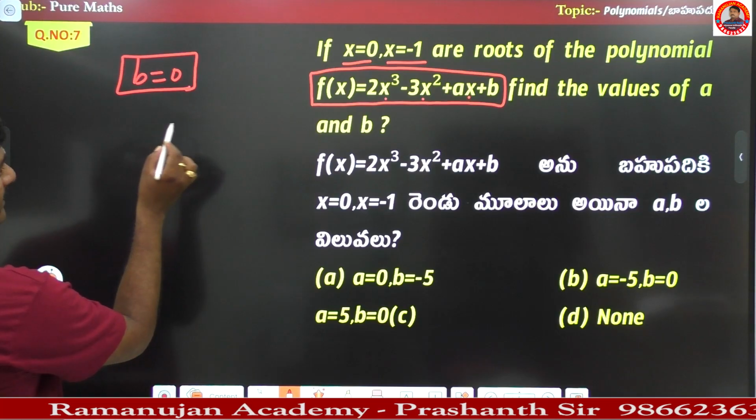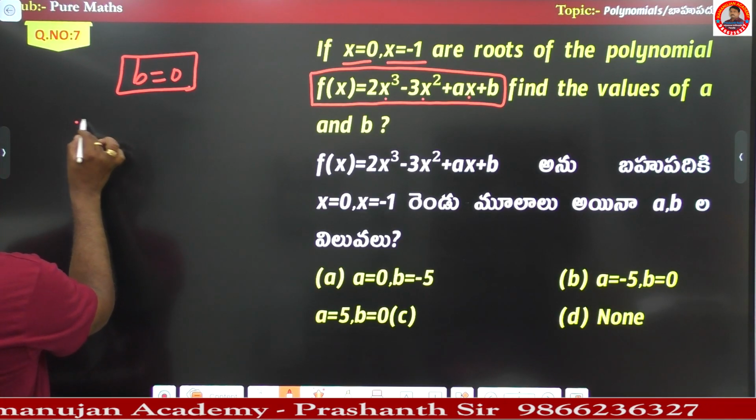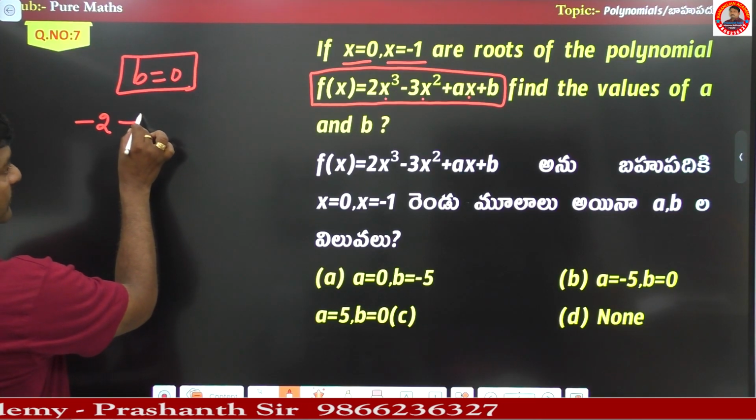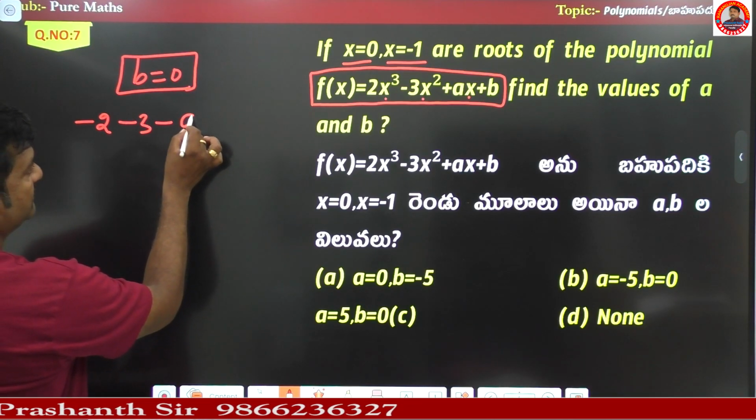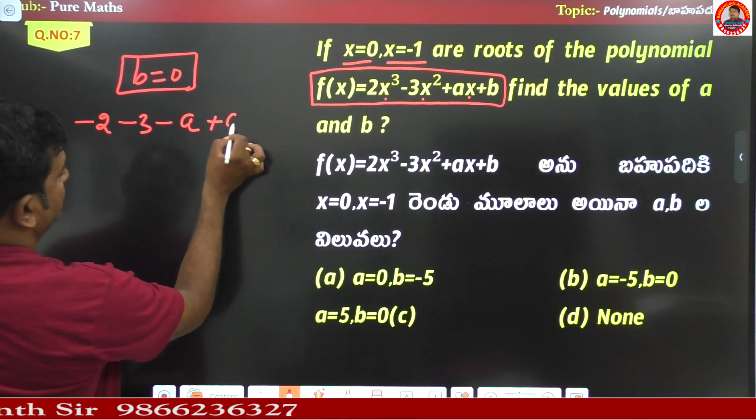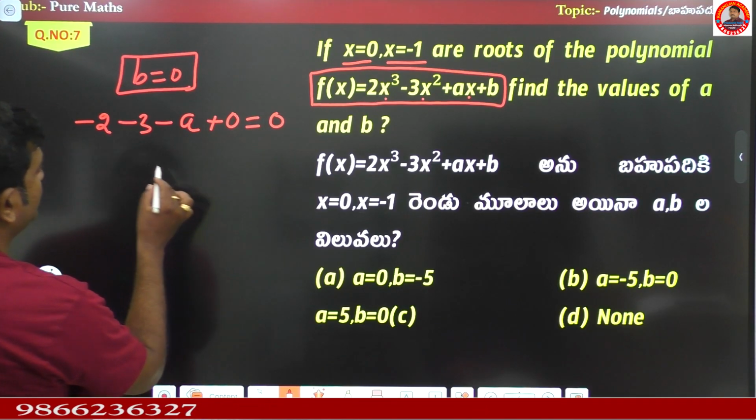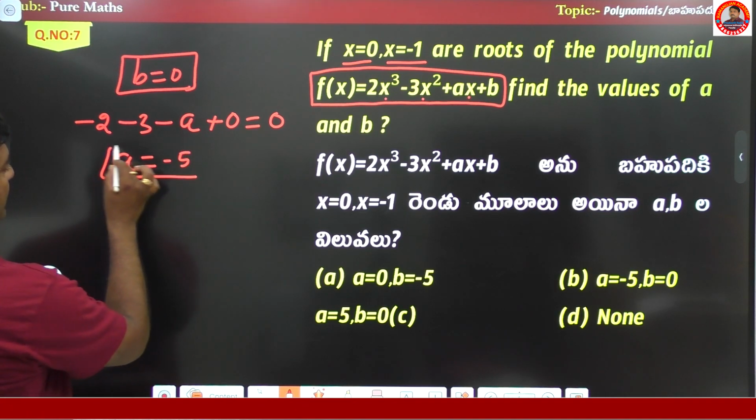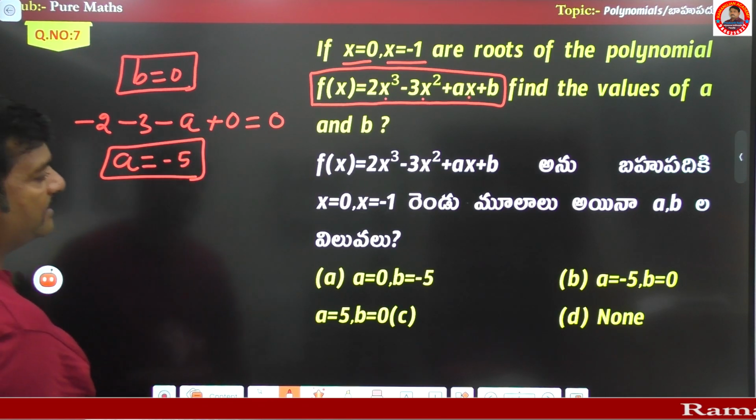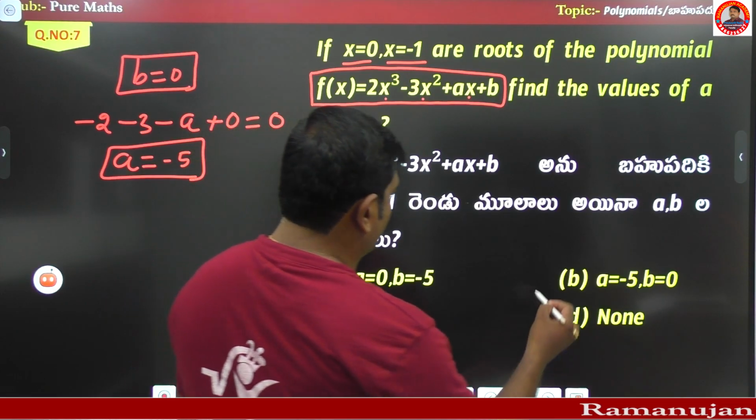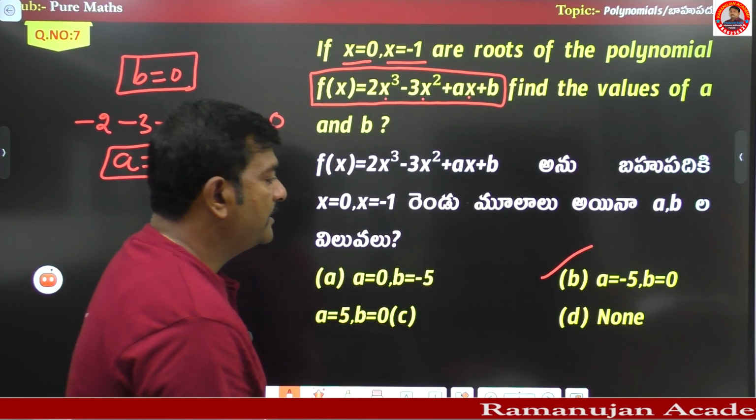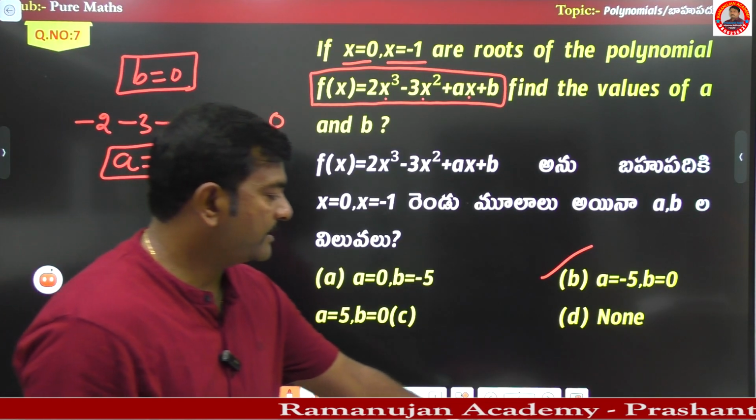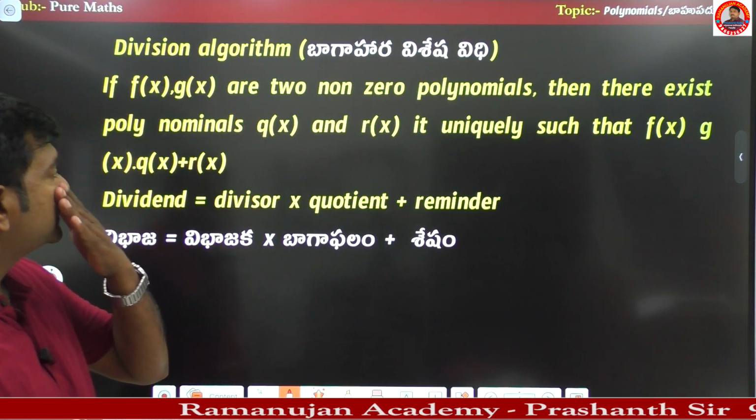Now put x equal to minus 1. If you put x equal to minus 1, therefore you are getting minus 2. Minus 1 whole square means plus 1 only, minus 3. And this is minus a. And this is plus b. b value anyhow 0. So here a is equal to what you are getting, minus 5. a is equal to minus 5, b is equal to 0. Therefore, b, your second number is the answer for this question. Again, almost same model but different questions.